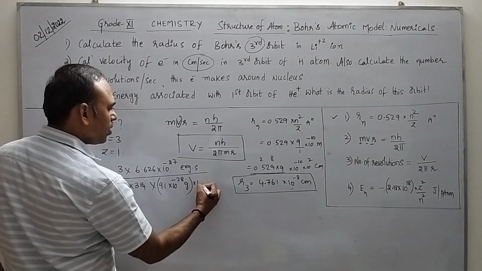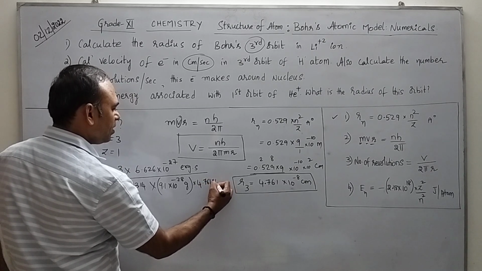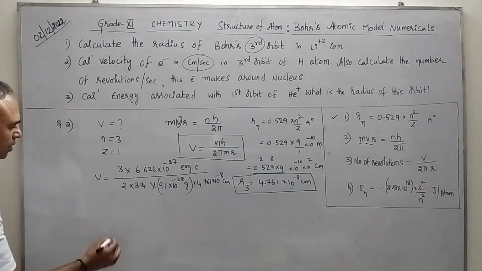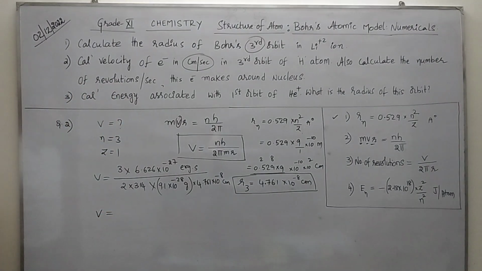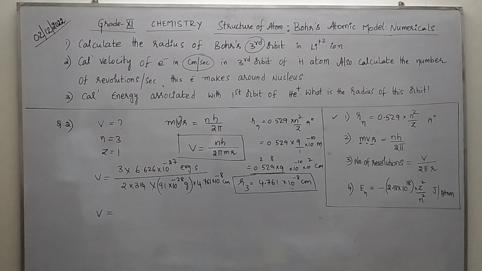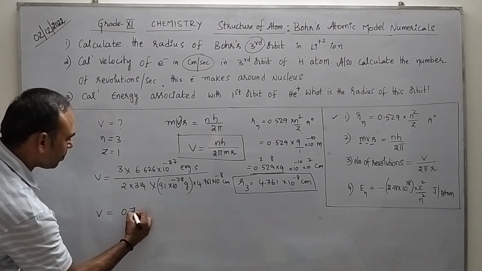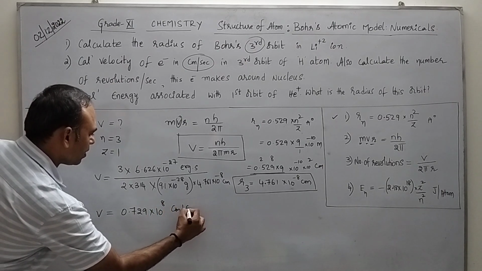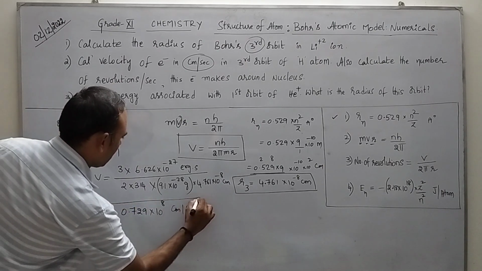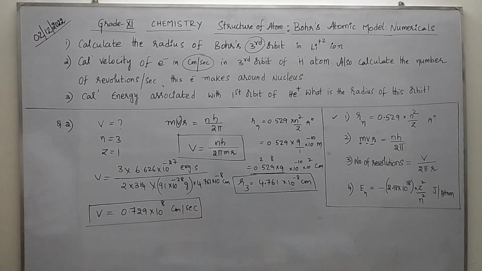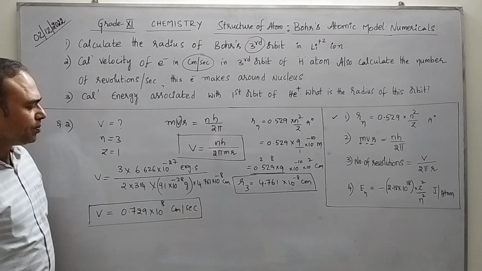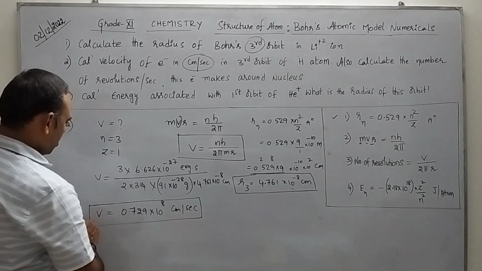And radius is 4.761 into 10 to the power of minus 8 centimeter. Hope you are able to understand. Now for your convenience I have already calculated, it is 0.729 into 10 to the power of 8 centimeter per second. You can calculate it and find out, and I already did that. So velocity is 0.729 into 10 to the power of 8 centimeter per second. So first we got velocity.